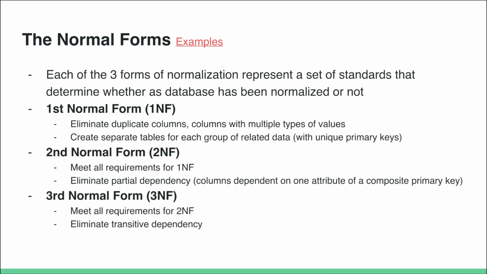Now, the first normal form mandates that we eliminate duplicate columns and columns with multiple types of values. We also want to create separate tables for each group of related data with unique primary keys.